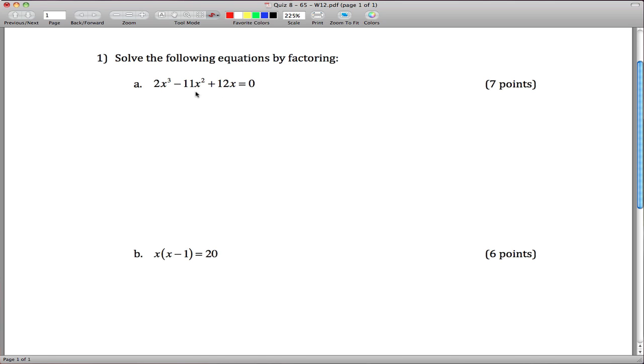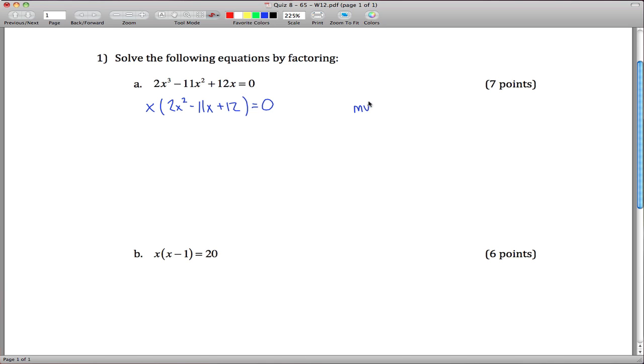So what we want to do is factor the left-hand side. And when you're factoring, the first thing to look for is a greatest common factor. In this case, all three terms have an x in them. So we can rewrite this as x times (2x squared minus 11x plus 12) equals 0 after you factor out the x. And then our goal is to factor the inside part. On the inside we have a trinomial whose leading coefficient is not a 1.